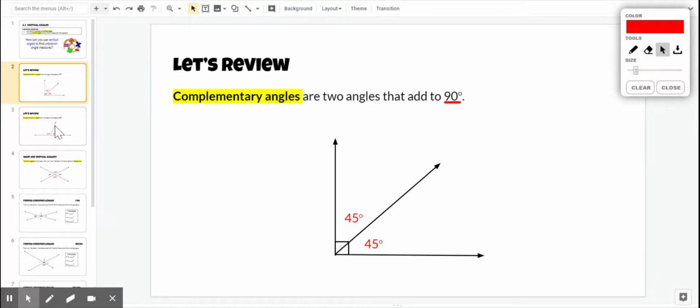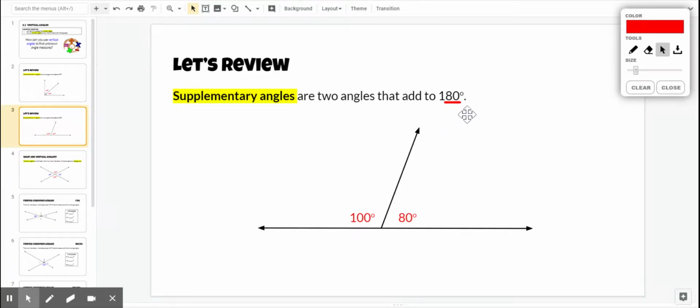We also studied supplementary angles. Supplementary angles are two angles that add up to 180 degrees. So here in this picture, we have two angles. The first one is 100 degrees. The second is 80 degrees. So together they are supplementary. They add up to 180. We are going to need to use supplementary angles today as well to help us. So I want to make sure that we remember specifically that supplementary add up to 180.